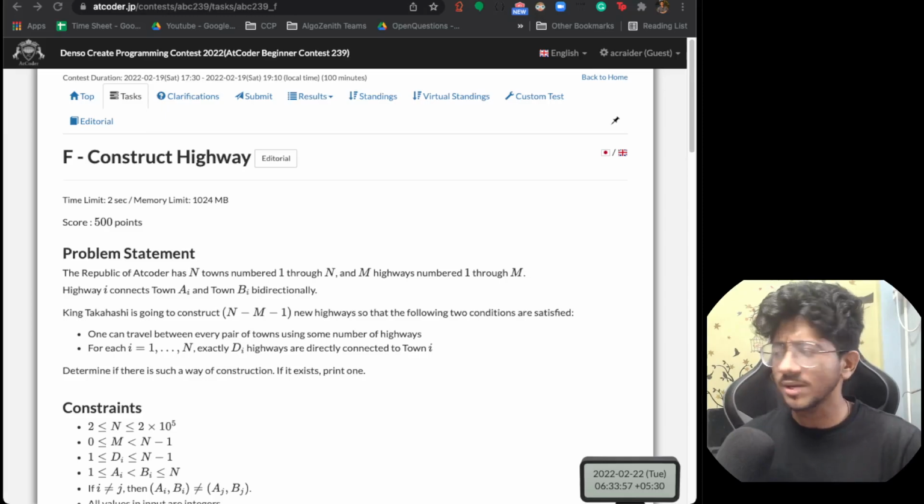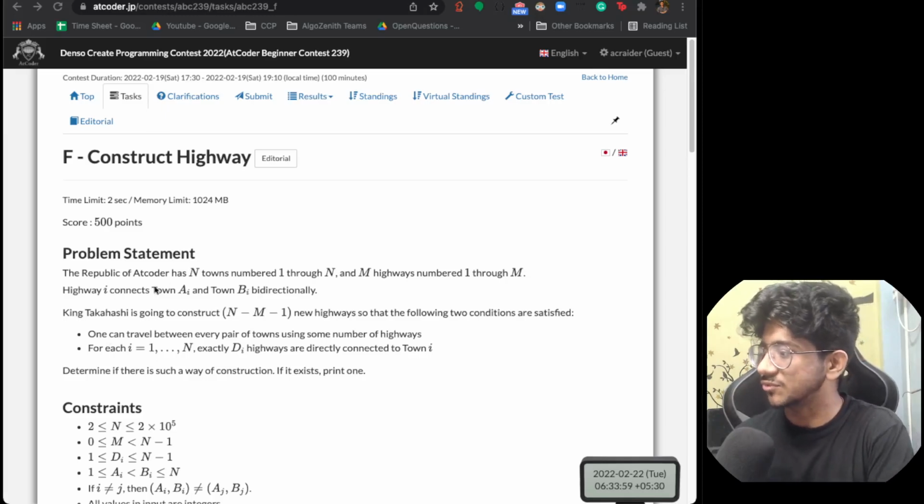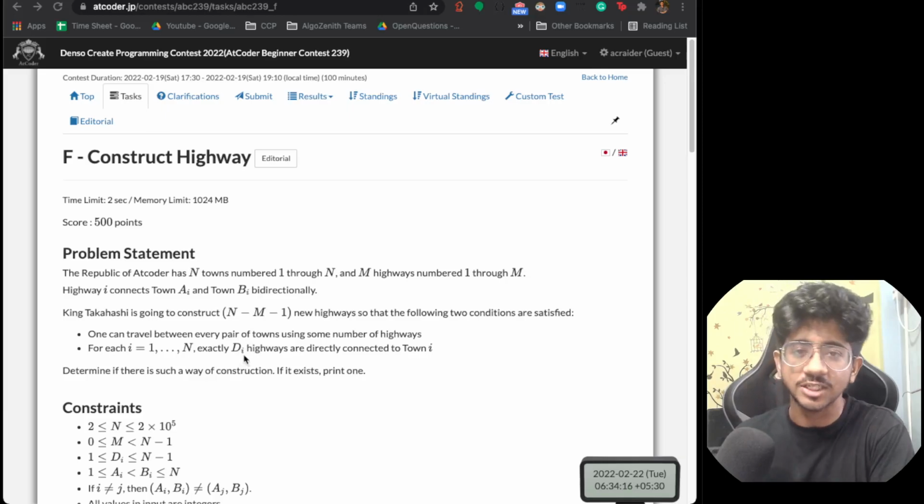Again, let's come back to the problem and now start learning. So, construct highways. We have this particular setup where we have n towns and m highways are already constructed. And now we need to construct n minus m minus 1 highways such that the degree of each particular node has to be made di, and they are all bidirectional. After adding all the edges, the second condition is the whole graph should be connected, wherein we can travel between any pair of nodes using some number of highways. So these are the two conditions.